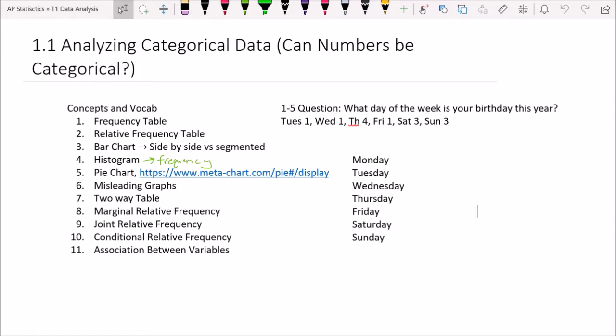Today we're going to be looking at some of the basics of ways of displaying data. We're also going to see some ways that these representations can be misleading or even lying. We're going to see lots of examples of that. So today's lesson is called Analyzing Categorical Data.